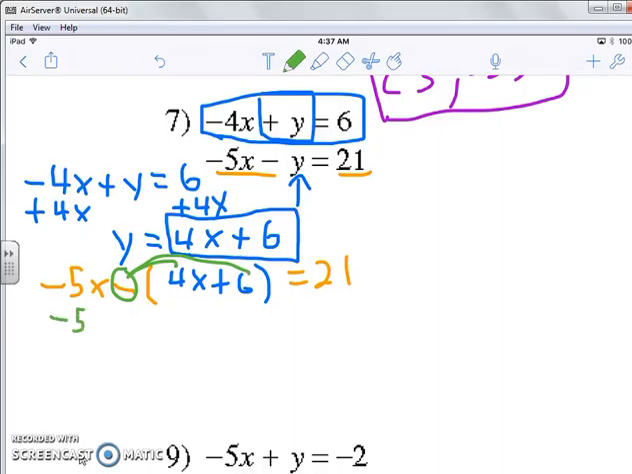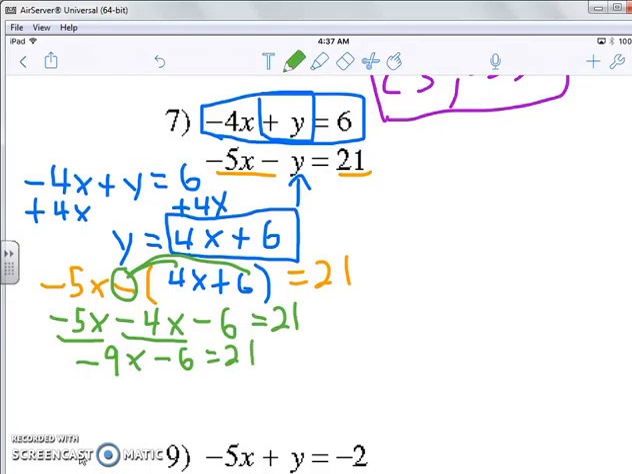So the negative 5x doesn't change, but if I'm subtracting 4x, it's a minus 4x. If I'm subtracting a positive 6, it's minus 6. Like terms, negative 4x and negative 5x. So I owe $5, I owe $4, I owe 9 big ones. Now I need to isolate the x. So first thing I'm going to do is get rid of addition or subtraction around the variable. So negative 9x equals 27.